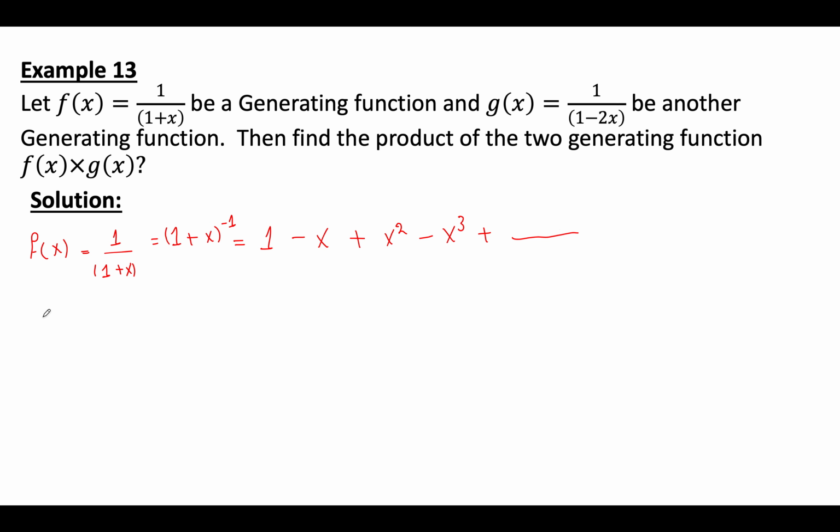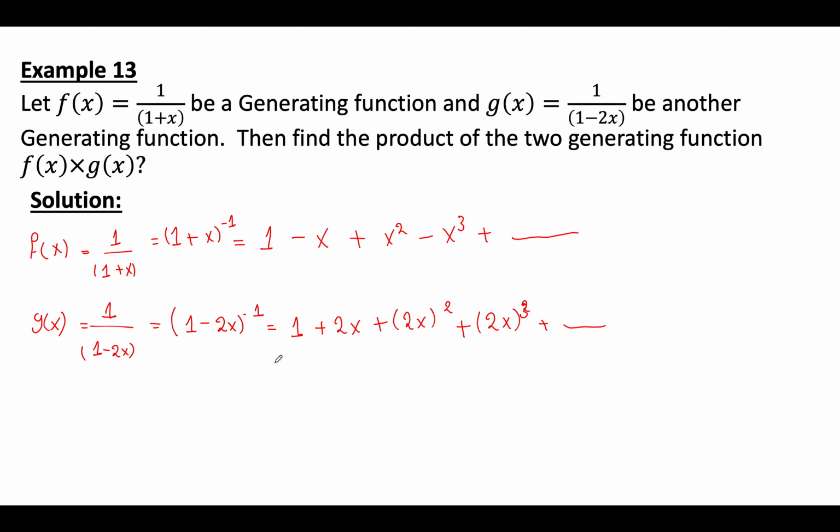All right. g of x, we got it as 1 over 1 minus 2x, which equals (1 minus 2x) to the power minus 1. And here we got it as 1 plus 2x plus (2x) squared plus (2x) cubed and so on. So if we just solve this, we will have it as 1 plus 2x plus 4x squared plus 8x cubed and so on.